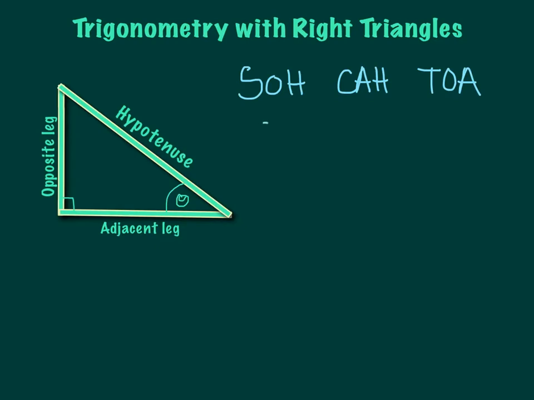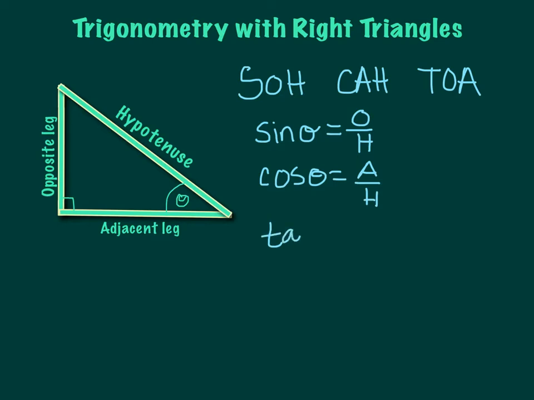SOH is because sine of theta is equal to the opposite leg divided by the hypotenuse. Cosine of theta is equal to the adjacent leg over the hypotenuse, and tangent of theta is equal to the opposite leg over the adjacent leg.